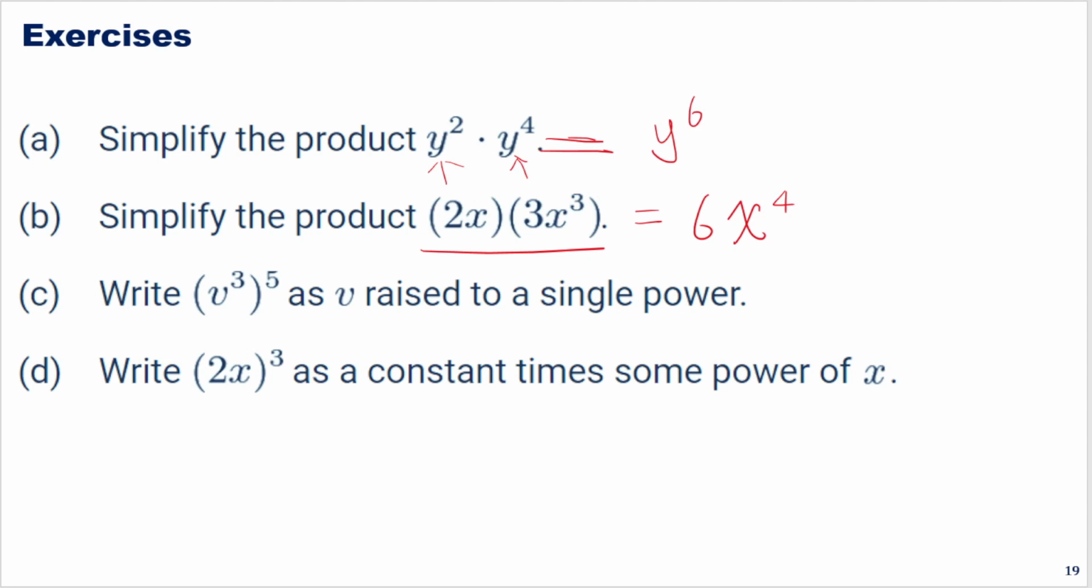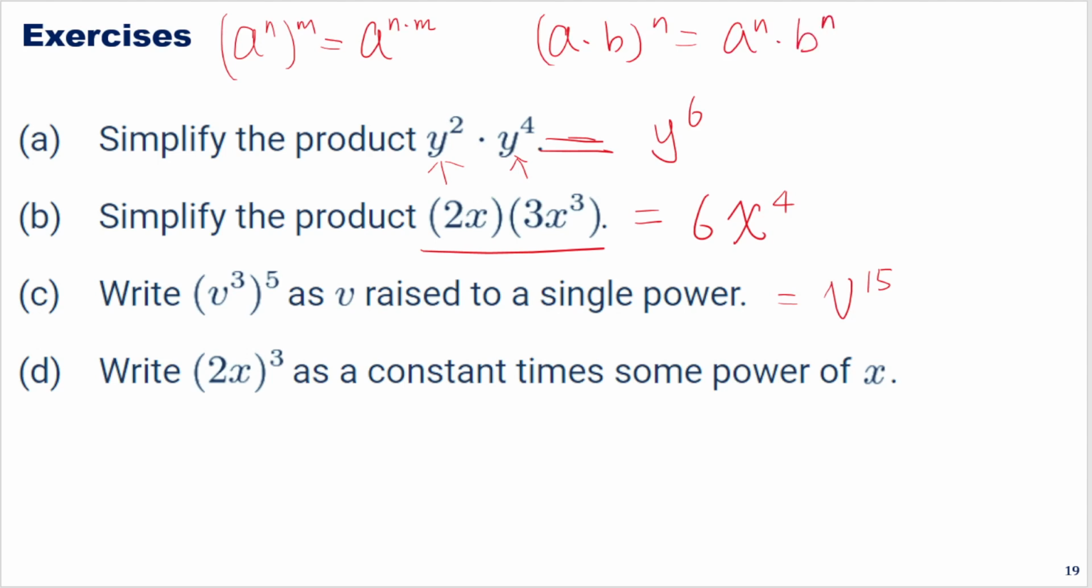And next one, v to the power of 3, then to the power of 5. Remember, we have a to the power of n, then to the power of m equals a to the power of the product of n times m, right? So this gives us v to the power of 15. And last one, remember, we have a times b to the power of n gives us a to the power of n times second number to the power of n, right? So this equals 2 to the power of 3 times x to the power of 3, and this gives us 8x cubed.